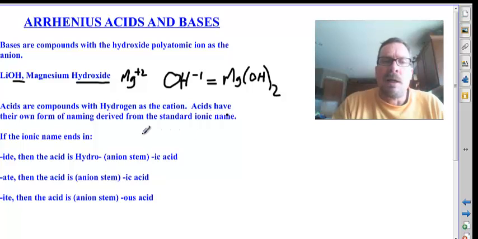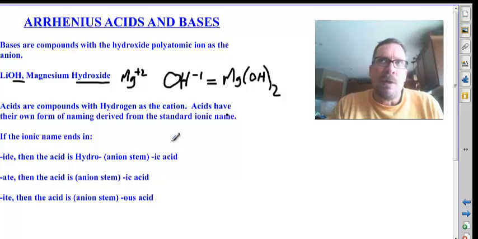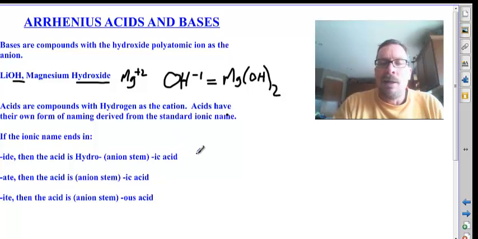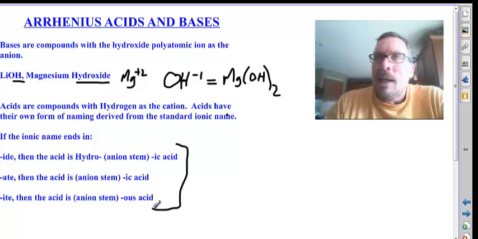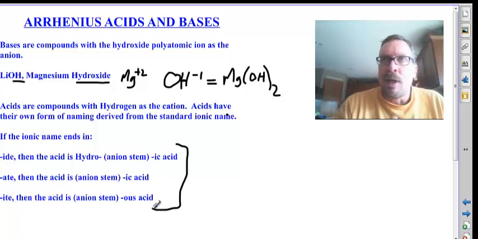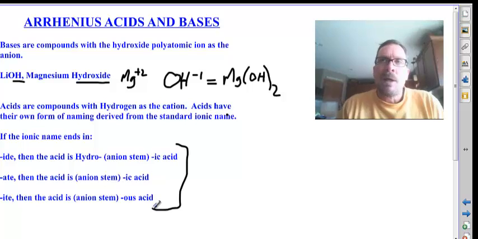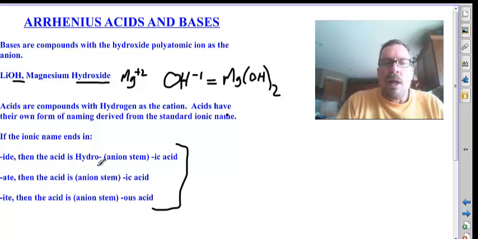Where the confusion comes in with folks is acids, and according to Arrhenius, acids are compounds where hydrogen is the cation. So what happens is that you name it like a normal binary or ternary compound with hydrogen as the cation, and then after you've done that, you look at these rules. These are rules you should write down and get to know. In a sense, you're looking at a two-step process. You name it like you would a normal ionic compound, then you look at the ending of the anion, and that drives how you name the acid.